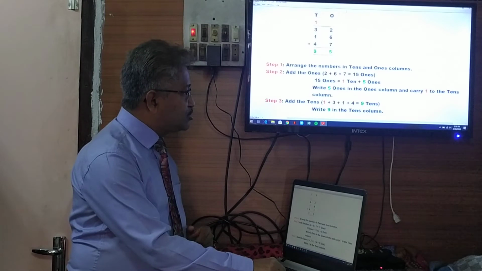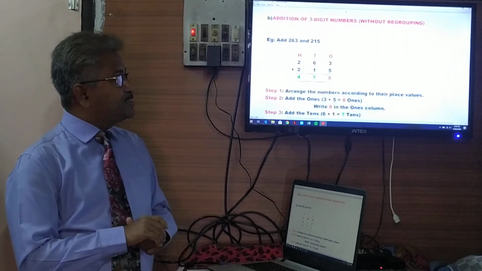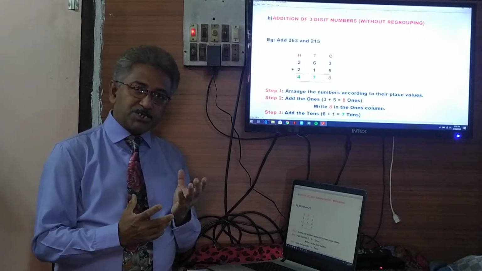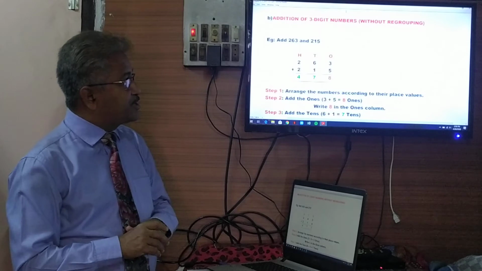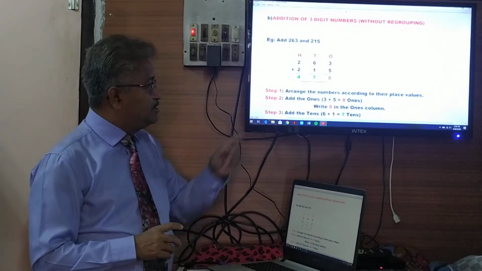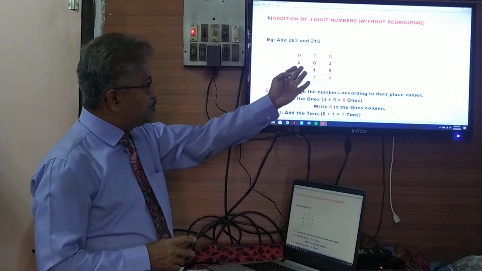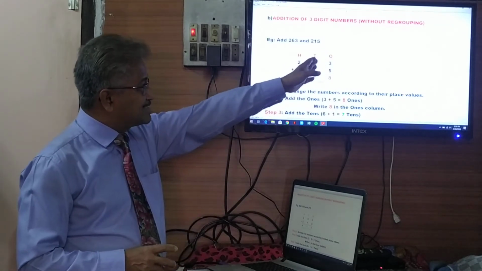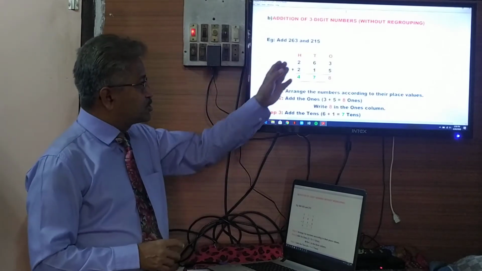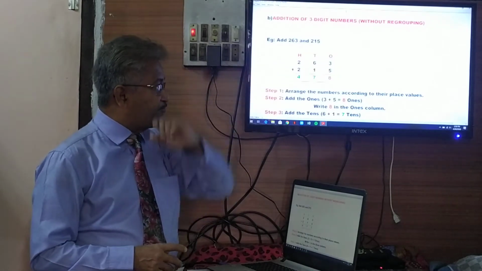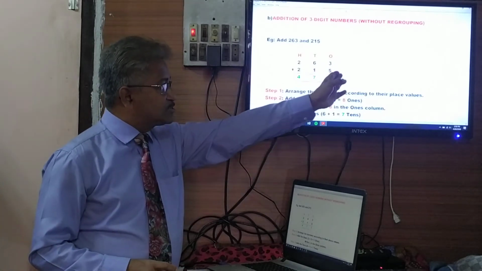Now let's move on to 3-digit numbers. With 3-digit numbers, again we start first without regrouping. So we take 263 and 215. First step, arrange the numbers according to their place values. Now we have ones, tens, hundreds because we have 3-digit numbers. So 263, 215. After arranging, step 2, add the ones column.